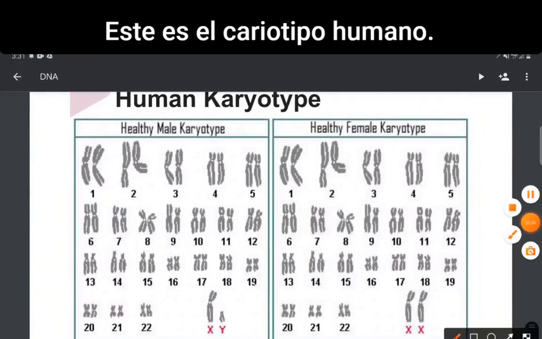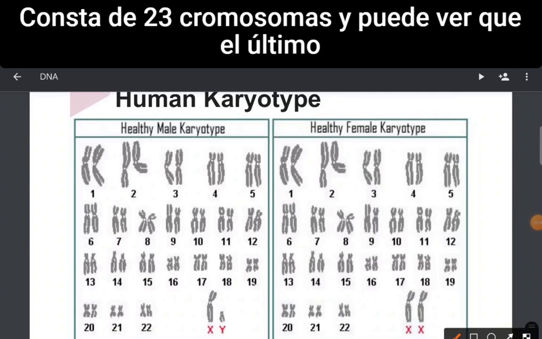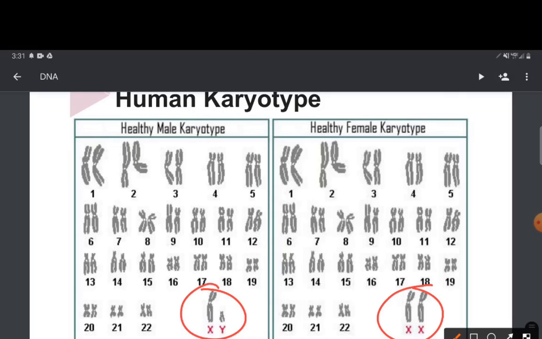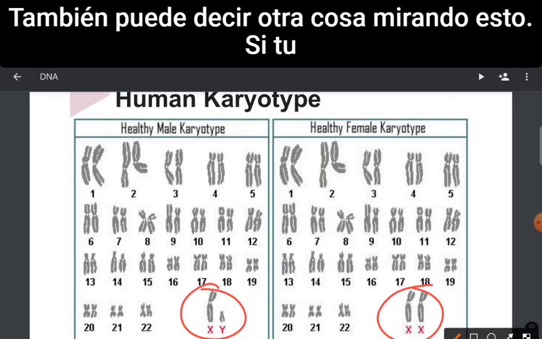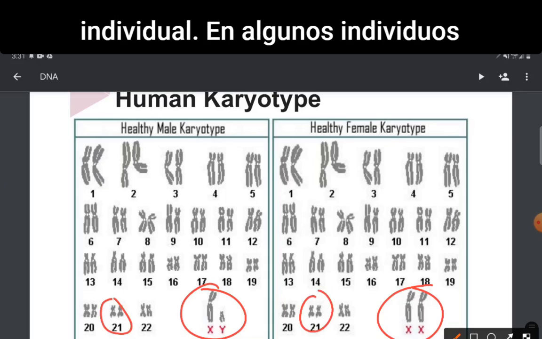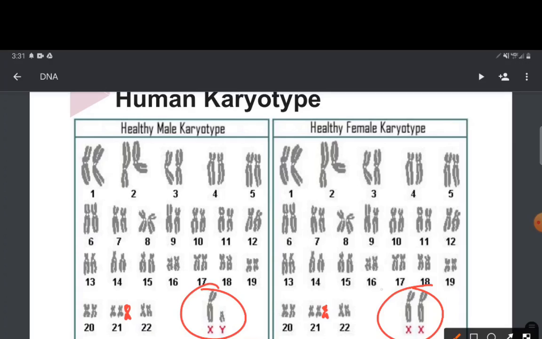This is the human karyotype, consisting of 23 chromosomes, and you can see that the last pair, as we've talked about before, determines the gender. You can also tell another thing by looking at this. If you look at the 21st chromosome, you can see that this is a normal individual. In some individuals, you have a 3rd chromosome, and that is known as trisomy.